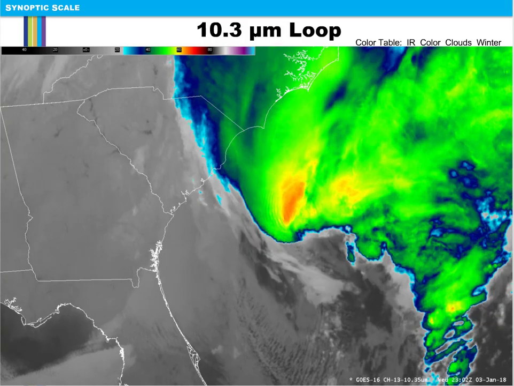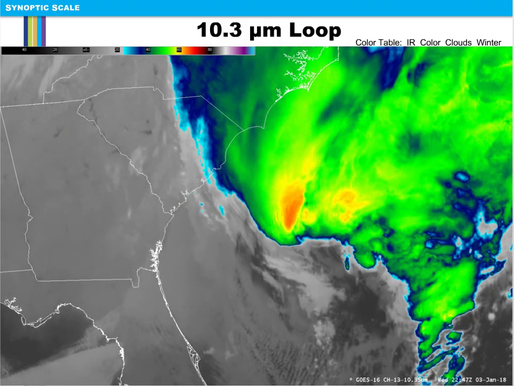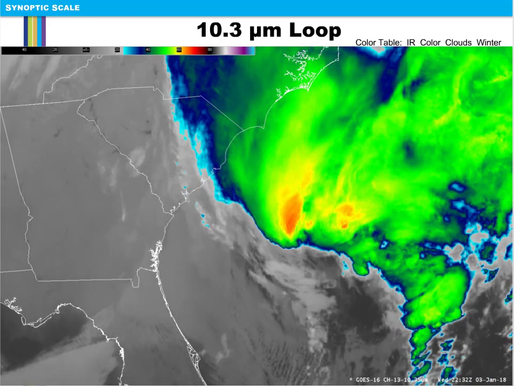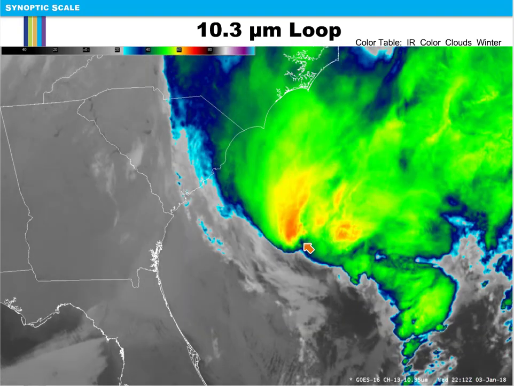An animation of the IR imagery at 10.3 microns clearly shows the emergence of the lower level clouds associated with the cold conveyor belt on the south to southeast flank of the developing cusp.